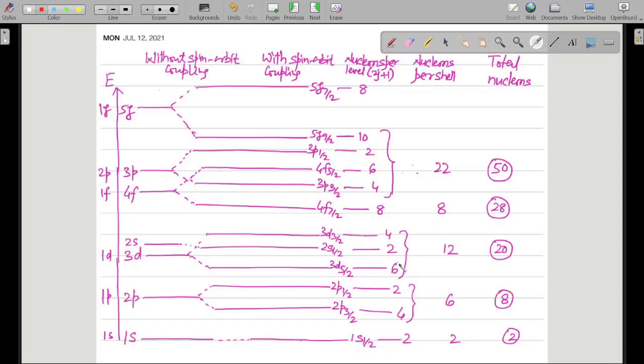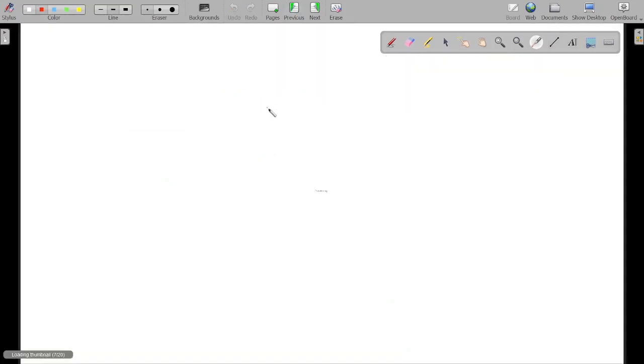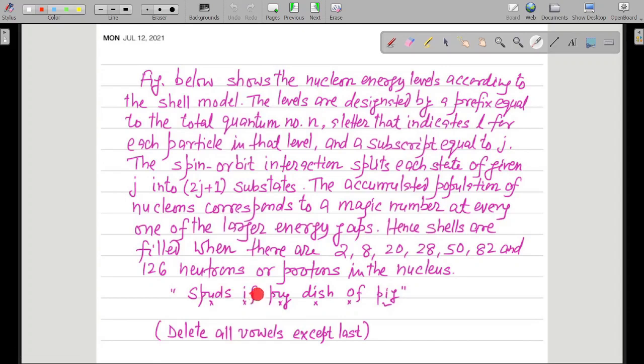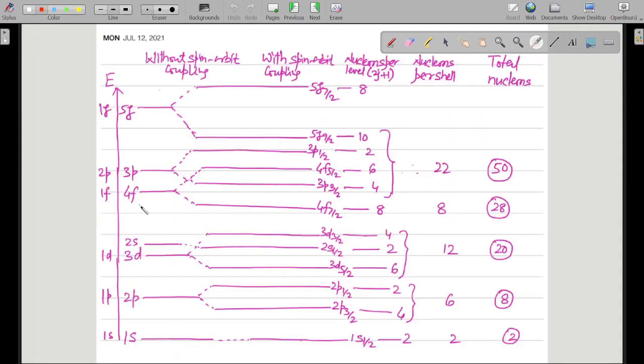One shell, two shell, three shell. Now we are moving to the fourth shell. After S, what do we have to write? After S we have to write F. But we have moved on towards the fourth shell: first, second, third, and fourth. So we will write 4F. Now the 4F will be split in 2.